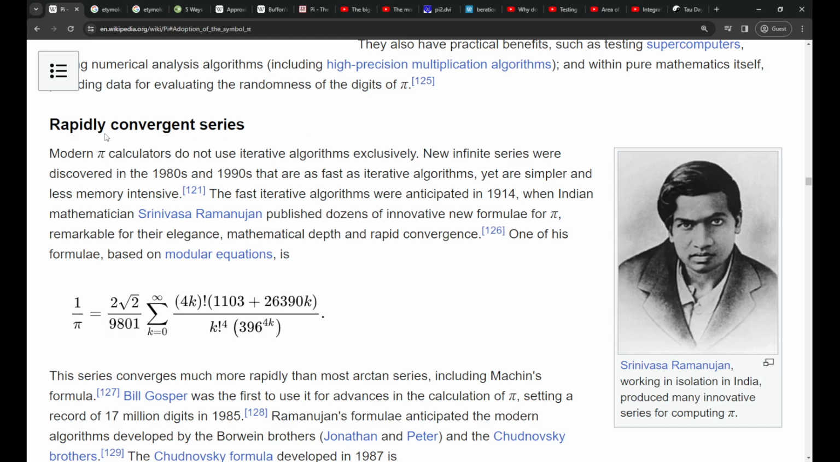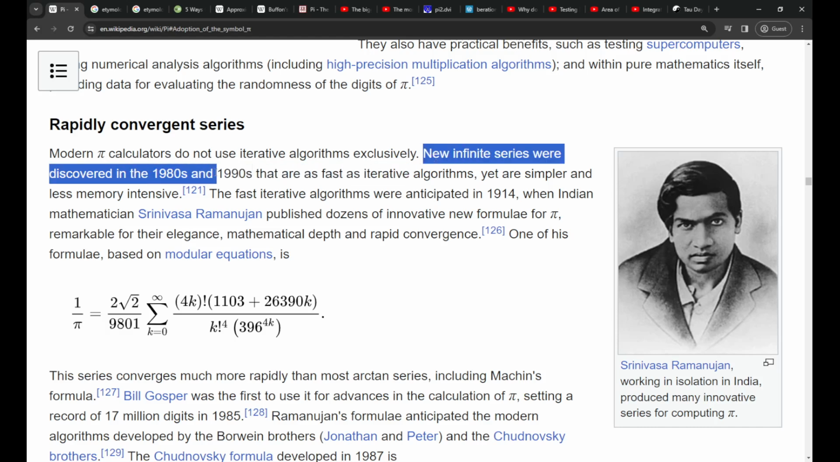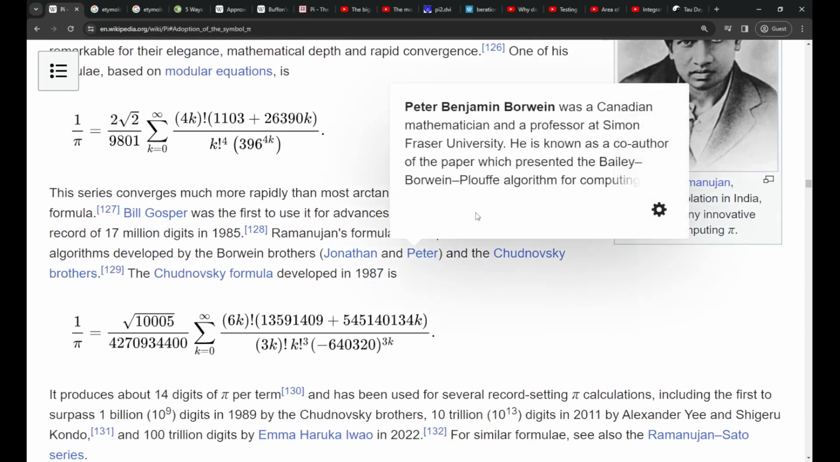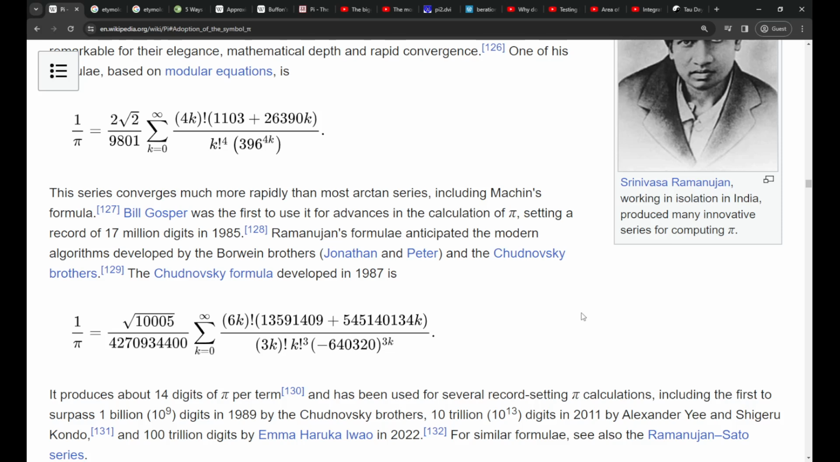New infinite series. Here we are. Rapidly convergent series. Modern pi calculators do not use iterative algorithms exclusively. New infinite series were discovered in the 1980s and 1990s, as recently as that, but are as fast as iterative algorithms, yet are simpler and less memory intensive. That is amazing. New methods were discovered in the 1980s and 1990s. The invention of computers was a huge, huge turning point in human history. Here are some equations.